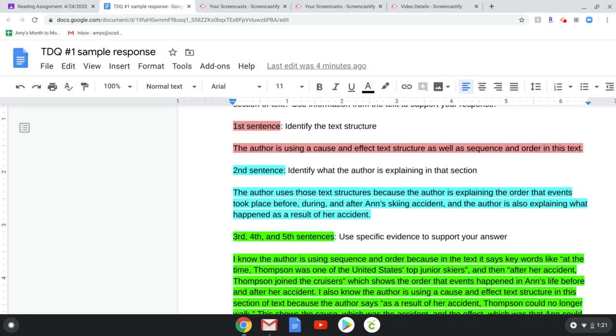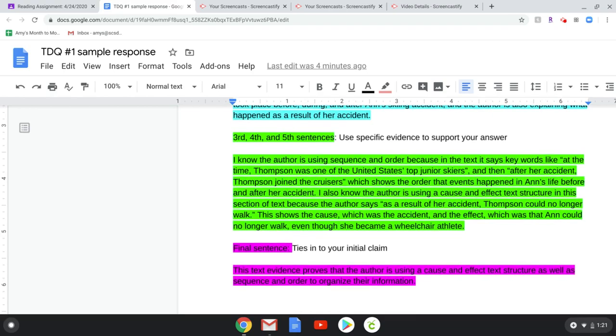The second sentence, what is the author specifically explaining? So we're talking about the text structure. That is something that we'll see in every informative text, but every informative text is different. So now we're going to talk about what specifically the author is talking about in this text. The author uses those text structures because the author is explaining the order that events took place before, during, and after Anne's skiing accident, and the author is also explaining what happened as a result of her accident.